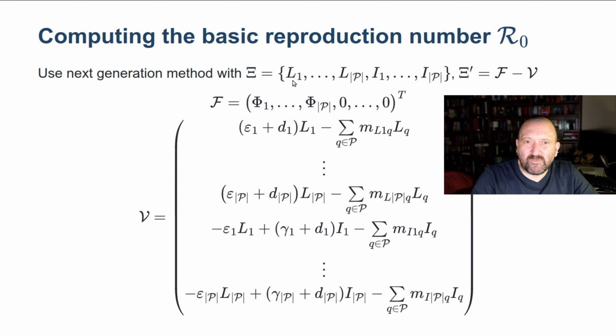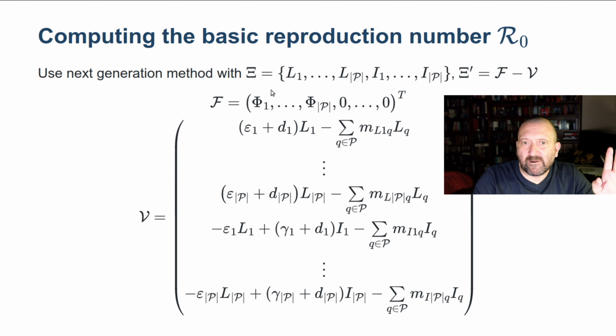So what we do is we list first the latent infections and then the active infections. We write, as before, the dynamics of those variables as a vector f minus a vector v, where f is the new infections, and the new infections are coming into the latent compartments only.